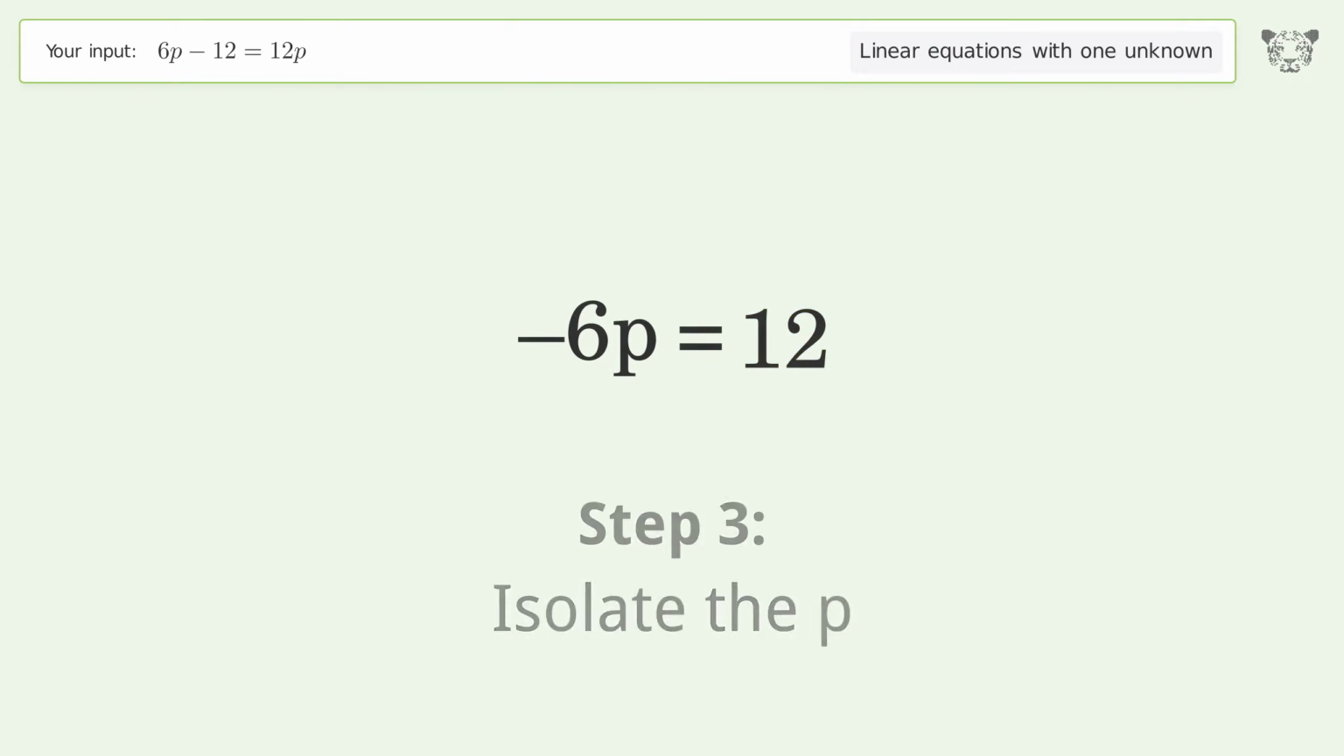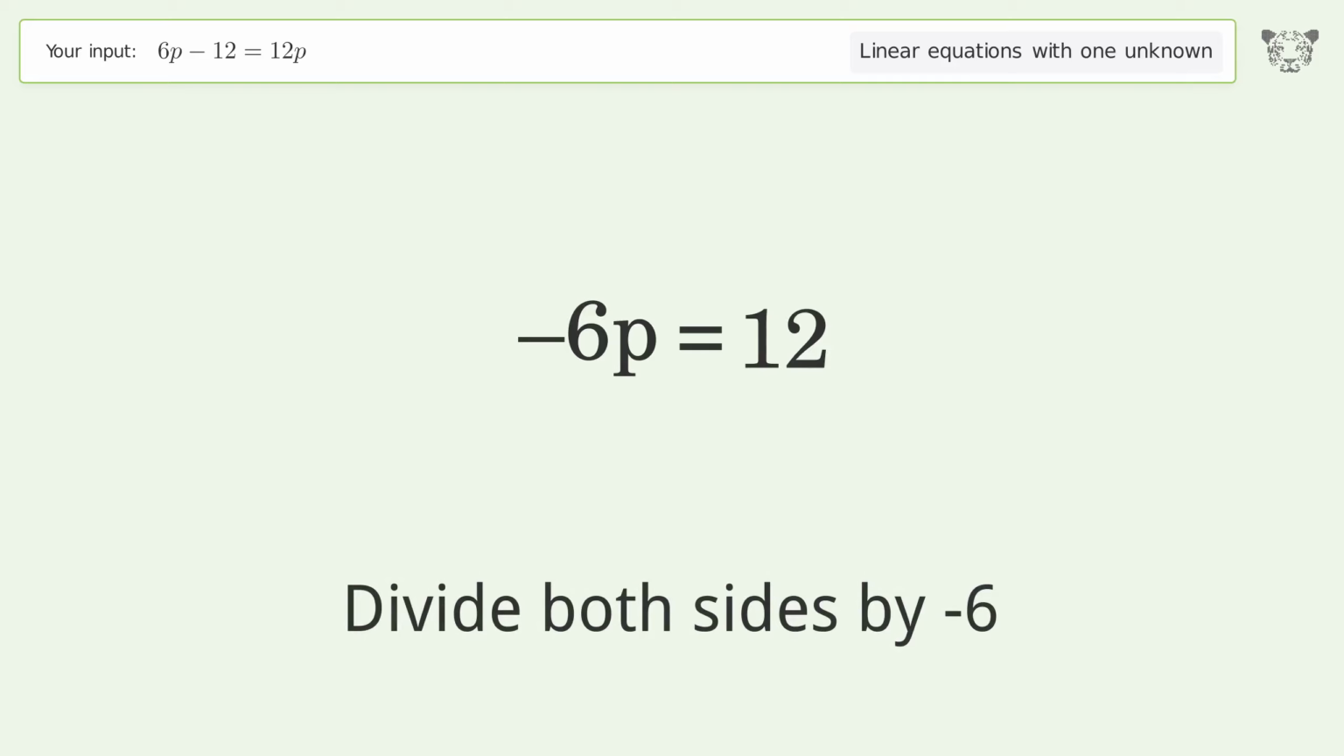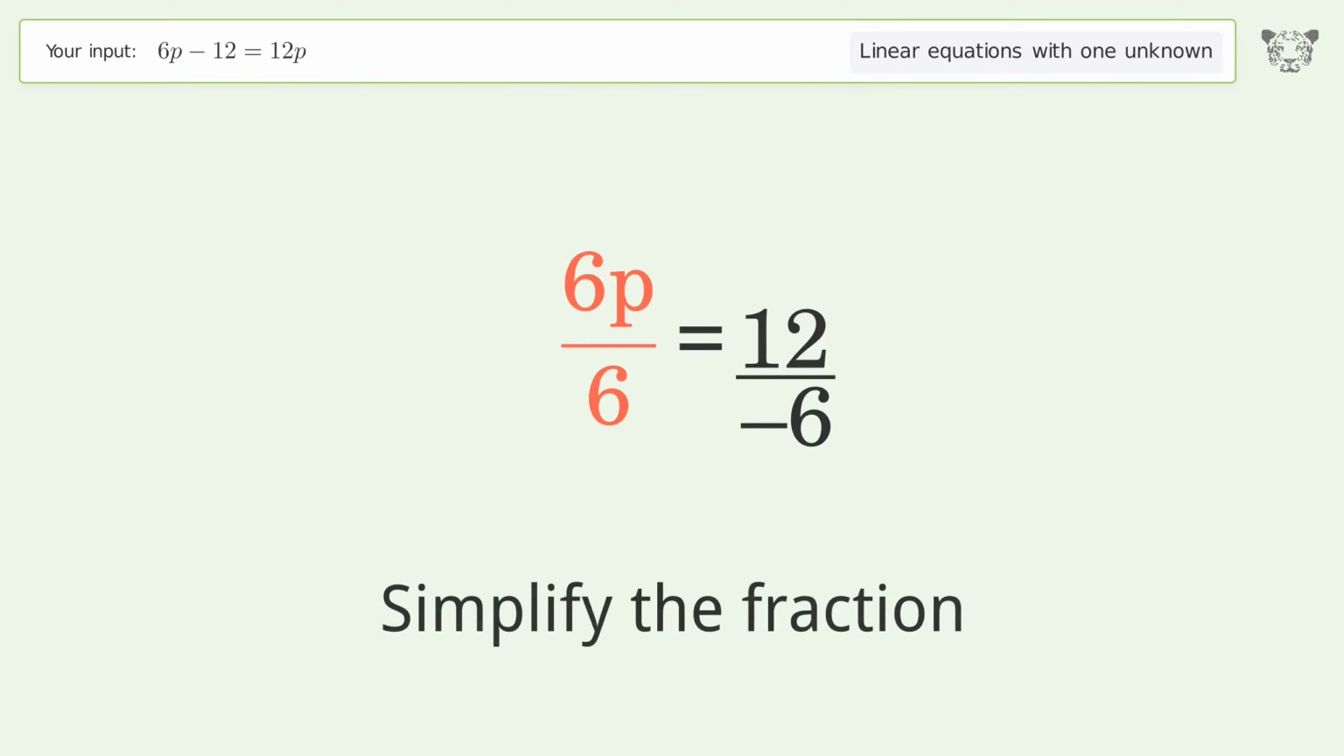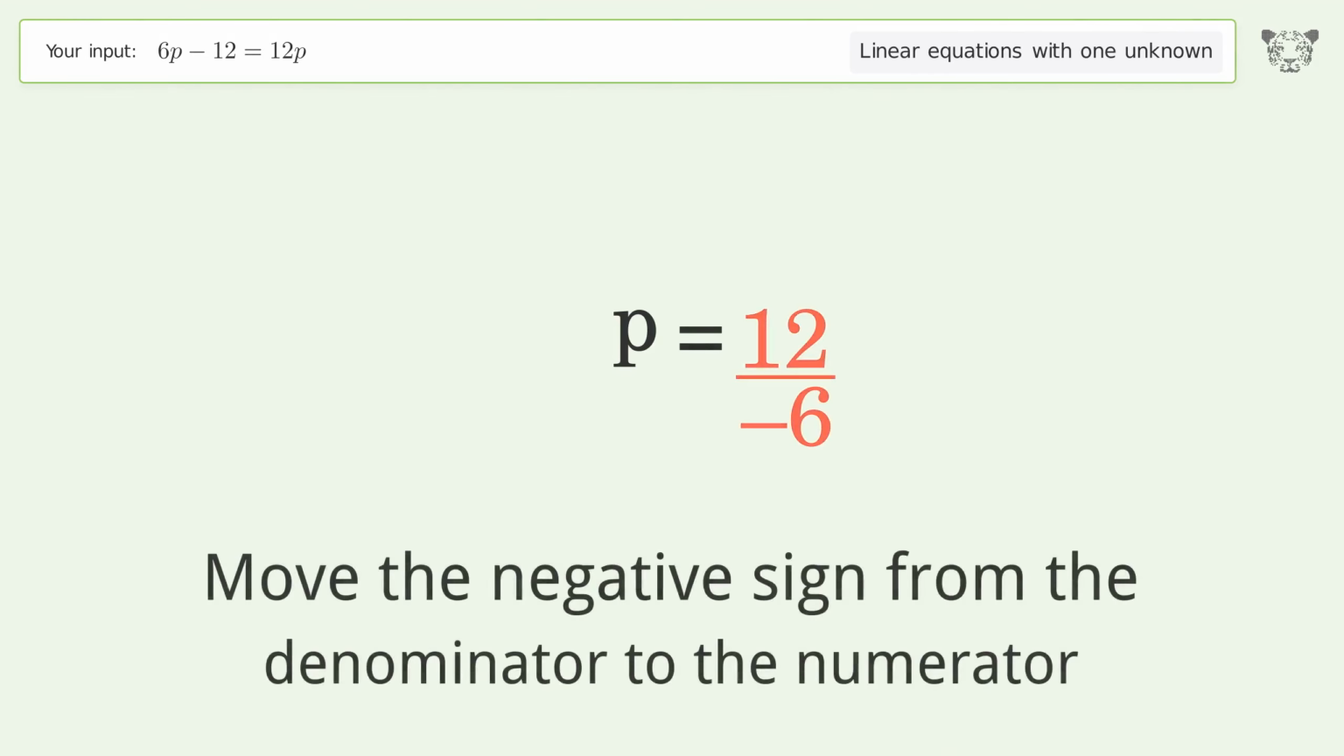Isolate the p. Divide both sides by -6. Cancel out the negatives. Simplify the fraction. Move the negative sign from the denominator to the numerator.